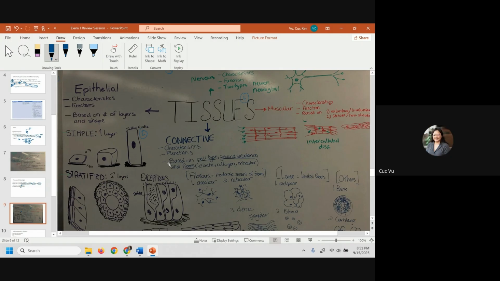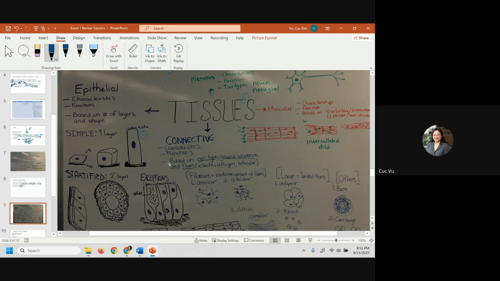You almost perfectly answered that. And that's what you want to be able to do for all of them. What is the cell? What is the ground substance? What is the fibers? So in bone, the cell is osteocyte. Ground substance is calcium phosphate. Fibers would be collagen. Makes sense because collagen is strong, right? So that's why you would find it in bone. So that's what you would do for all of them.